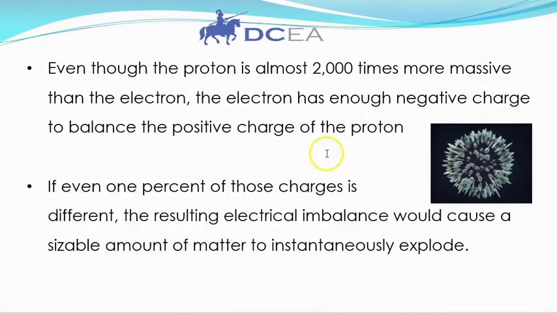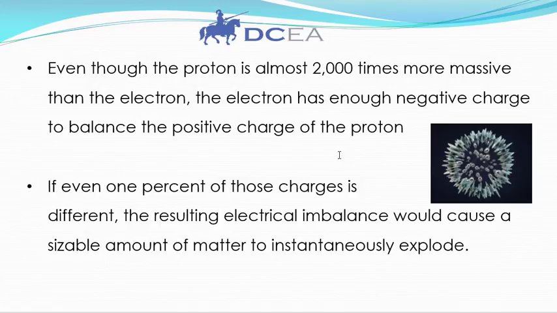Even though the proton is 2,000 times more massive, the electron has enough negative charge to balance the positive charge of the proton. Can you imagine designing something so seemingly off balance? Well, this is how some things work in nature. They're actually balanced in a way that we as human beings would never think of.